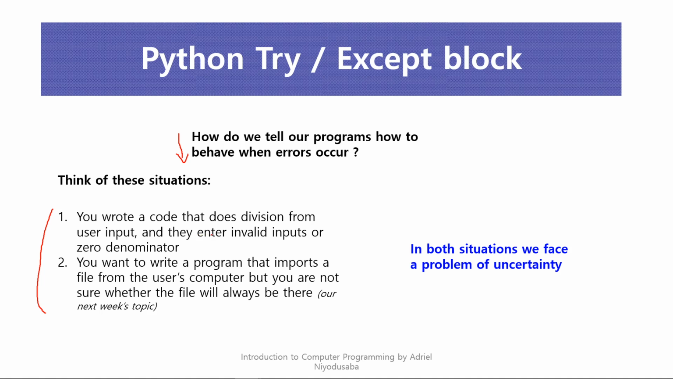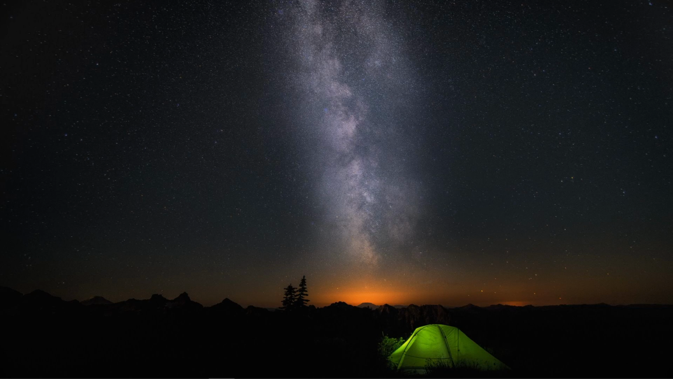Imagine you wrote a code that does division from the user inputs and they enter invalid inputs or zero denominator. In this case, the code actually breaks. And this is the one part I think it's incredibly important that I actually go ahead and show you an example. Okay, so the example I'm going to begin with is the standard division example.